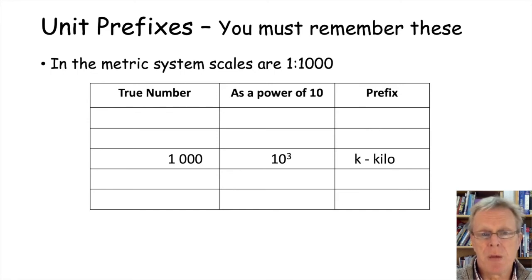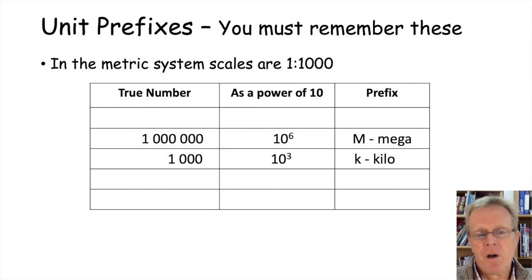Another one you've probably come across is mega, which is 10 to the power of 6, or the true number a million. So a mega ohm, for example, 5 mega ohms is 5 million ohms for a resistor.